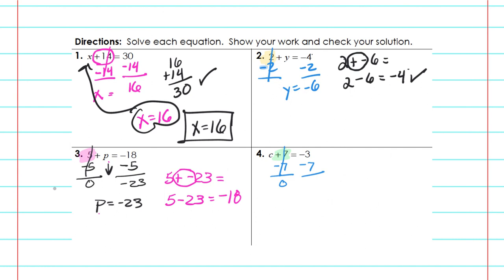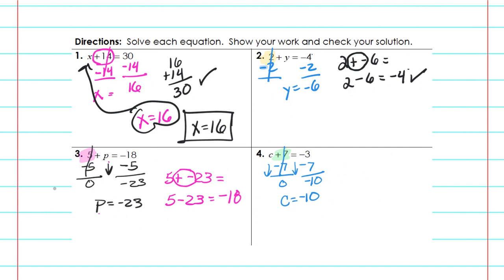Negative 3 minus 7. So if I have negative $3 in my bank account and I use my debit card again for $7 more out of my bank account, the bank would tell me my current balance is negative 10. So negative 3 minus 7 is negative 10, bringing the rest of the information down that I need. C equals negative 10.